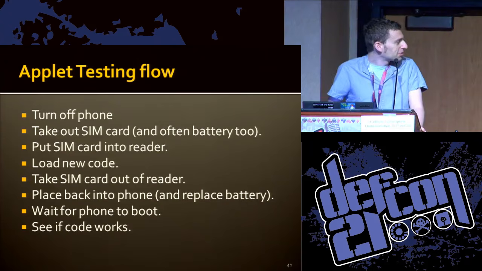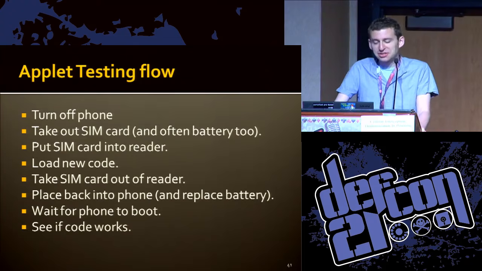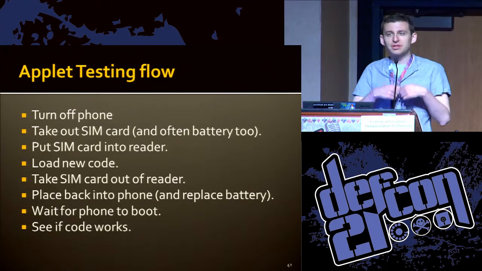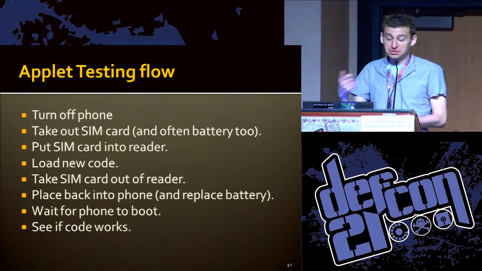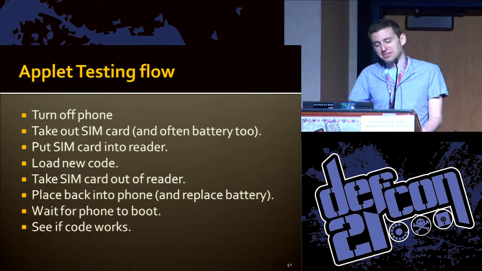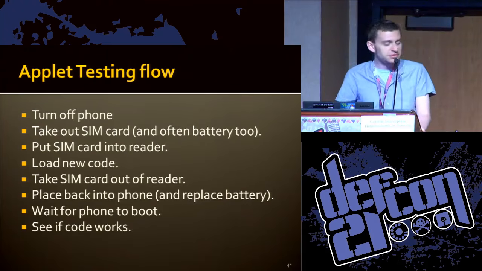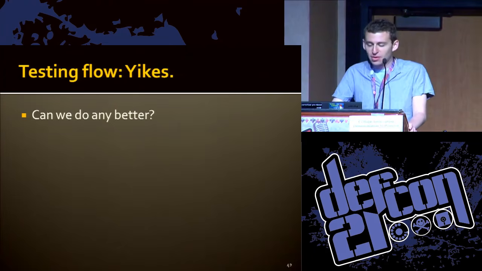So Karl was saying that one of the worst parts of this was writing the code and writing out strings, but testing is actually pretty bad too. You can imagine this flow: you turn off your phone, take out the battery, take out the SIM card, put the SIM card into your computer, load some code, take it out, put it back in the phone, put the battery back in, wait for the phone to boot, and see if it worked. And if it doesn't, you do the whole thing over again. So we were trying to talk about if there was a way that we can do any better and simplify this a little bit, or at least speed up the development.